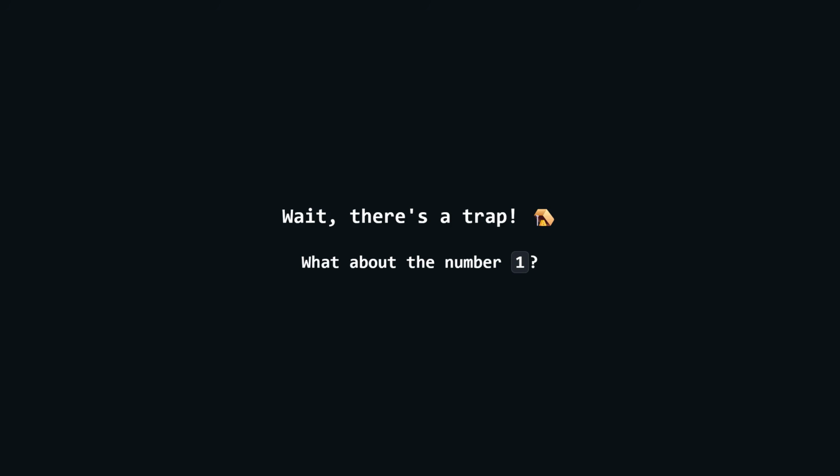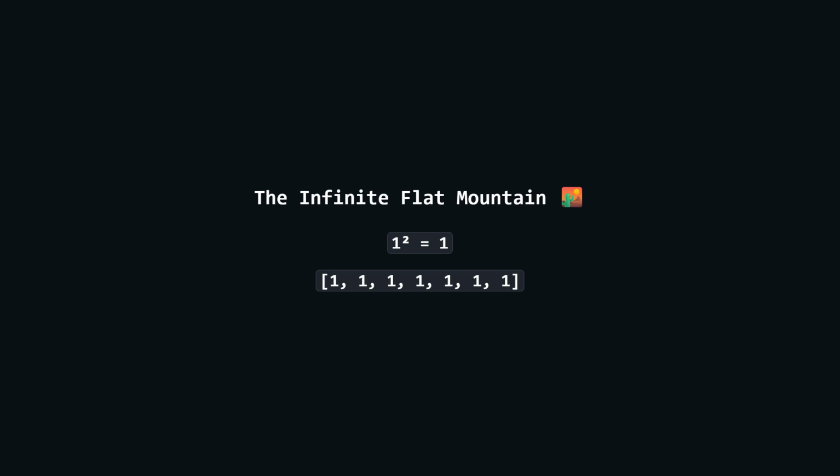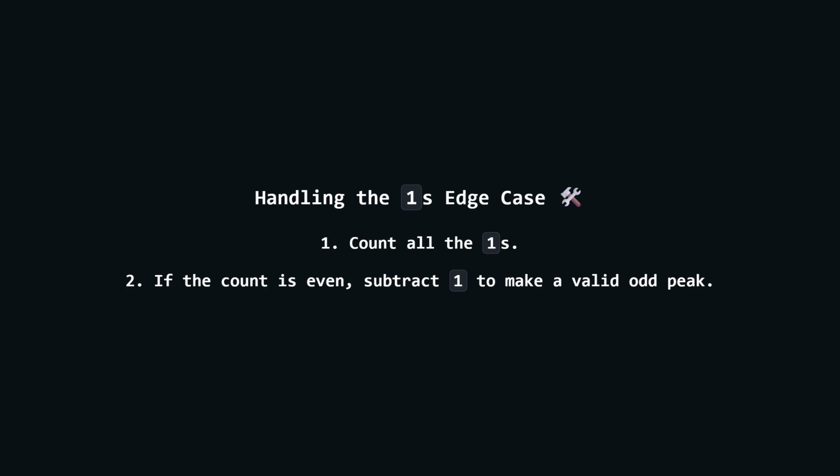There is one massive exception to this rule though. What if our starting number is 1? 1 squared is just 1. It never grows. That means a mountain made entirely of ones is perfectly valid, and it can be as long as we want, as long as we have enough ones. So we have to handle the number 1 separately. We just count how many ones we have in total. Because a mountain must have a single peak, its total length is always an odd number. So if we have an even number of ones, we just ignore one of them.